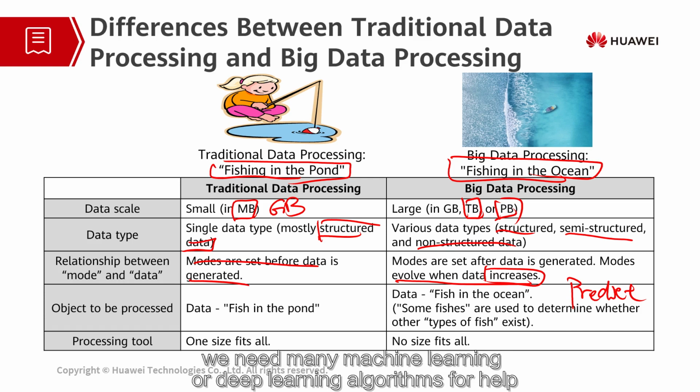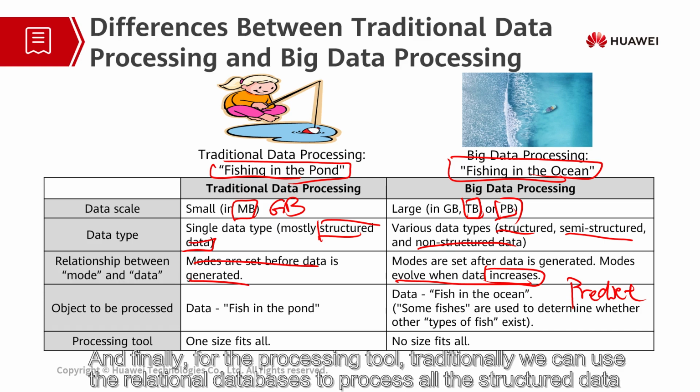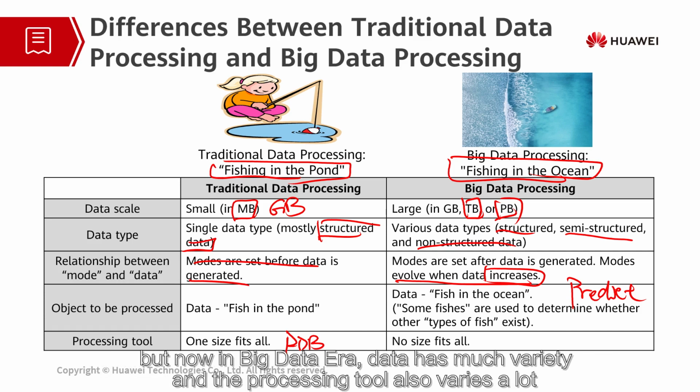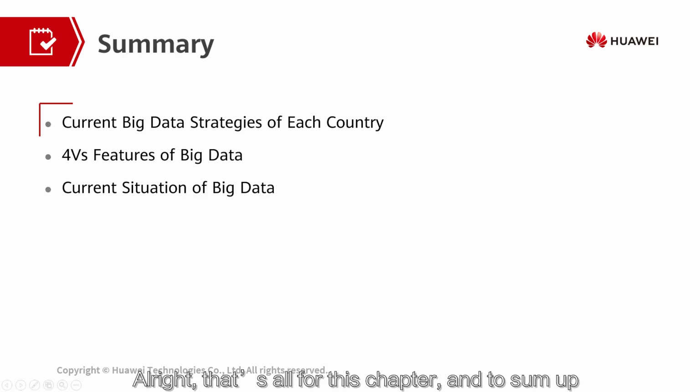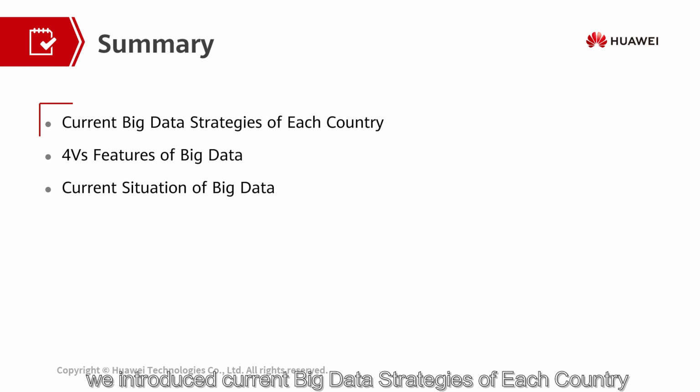And finally, for the processing tool, traditionally, we can use relational databases to process all the structured data. But now, in the big data era, data has much variety, and the processing tools also vary a lot, from batch processing to stream processing.